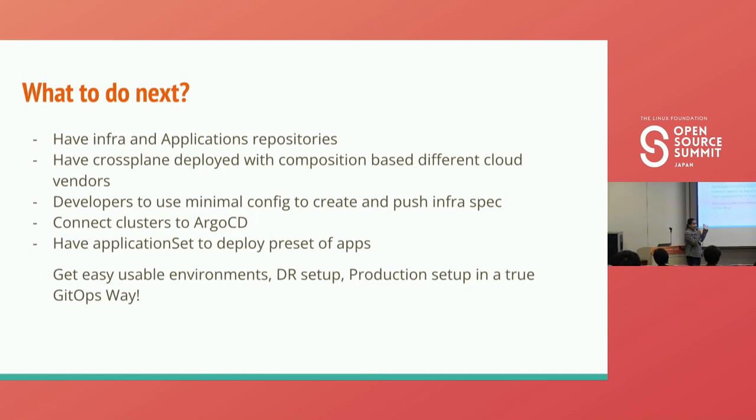So what to do next? Have an infrastructure and applications repository, have Crossplane deployed with compositions based on different cloud vendors, developers use minimal config to create and push infra specifications, connect clusters to ArgoCD. After that, have applications set to deploy a preset of apps. Get easily usable environments, DR setup, production setup in a true GitOps way.